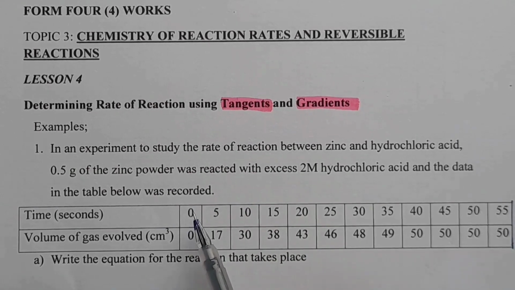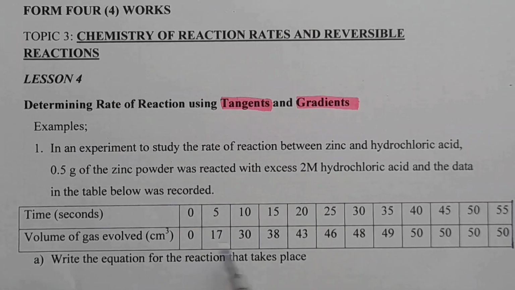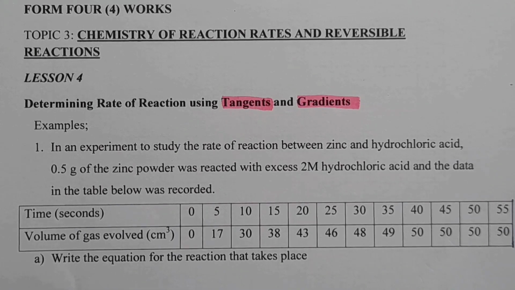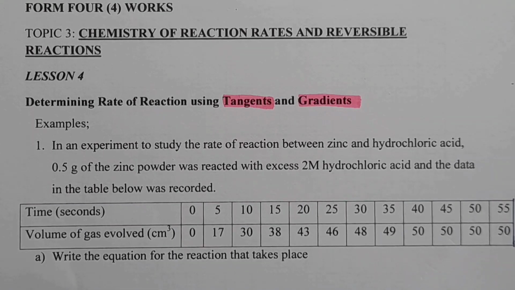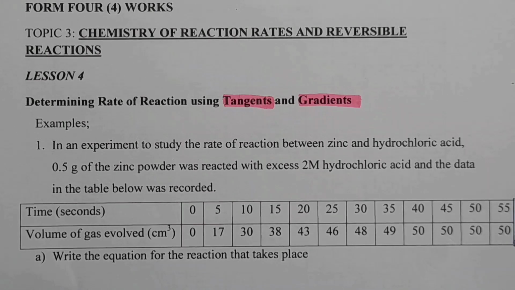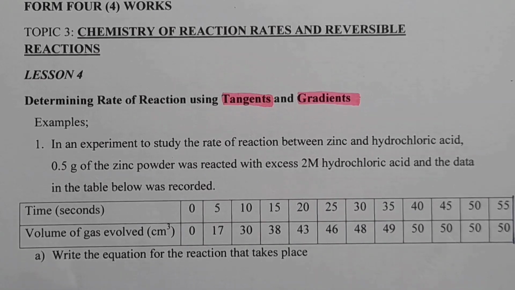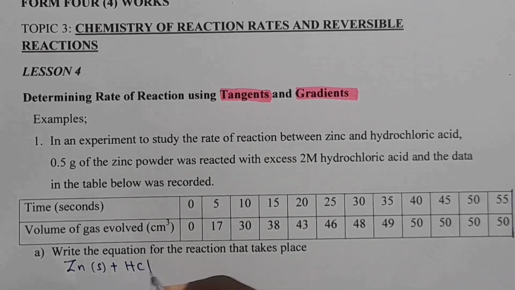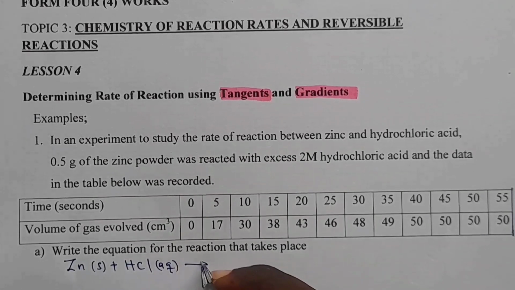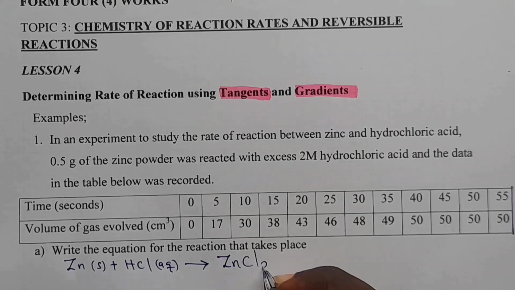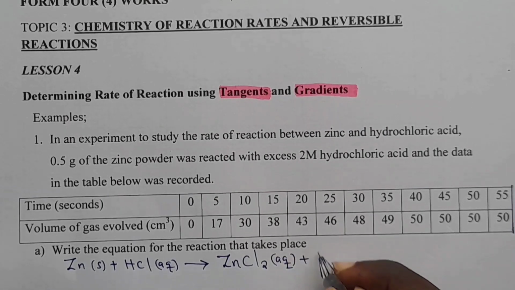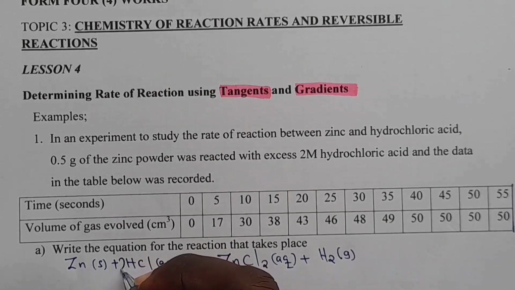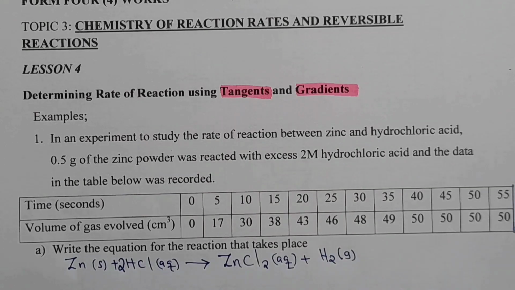So we have the time with an interval of 5, and these are the volumes of the hydrogen gas evolved. For part A of the question, we are told to write the equation for the reaction that takes place. Here we are dealing with zinc reacting with hydrochloric acid. So we write Zn(s) plus HCl(aq), giving ZnCl2(aq) plus H2(g). We are supposed to balance the equation by putting 2 on the side of hydrochloric acid.